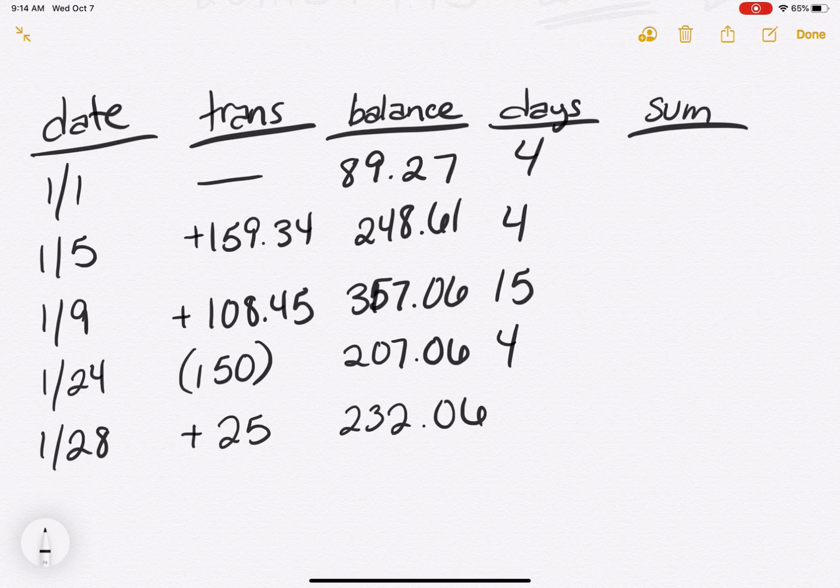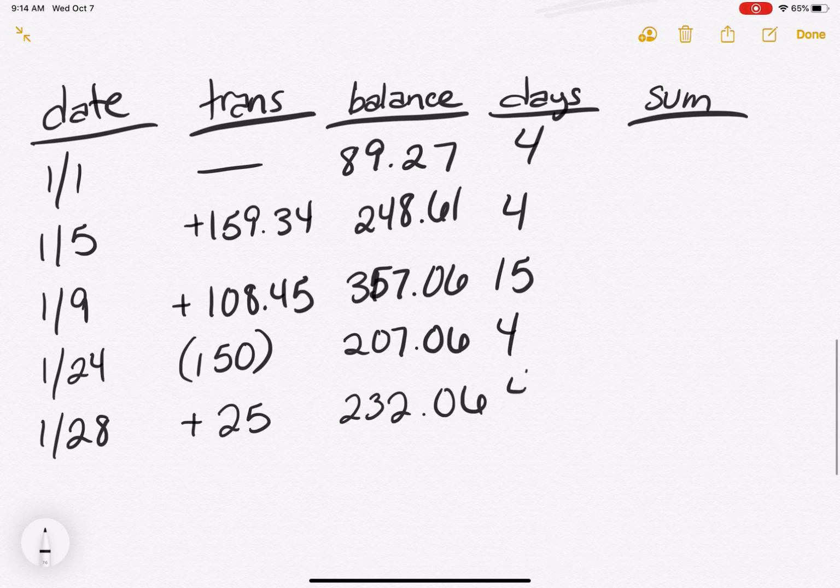Did anything else happen for the month? No. So how many days did that carry? How many days are in January? 31. So from 28, 29, 30, 31, 4 days. So we should have a total of how many days? 31. Do we? Yeah. All right. So now we got to multiply this all out.